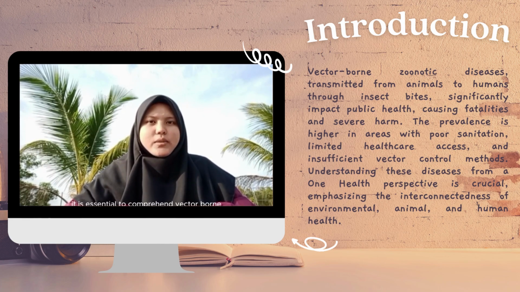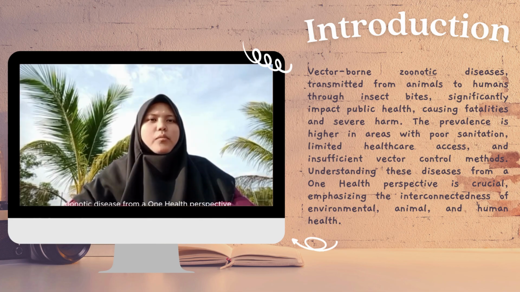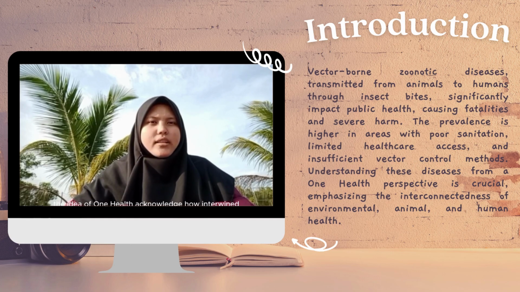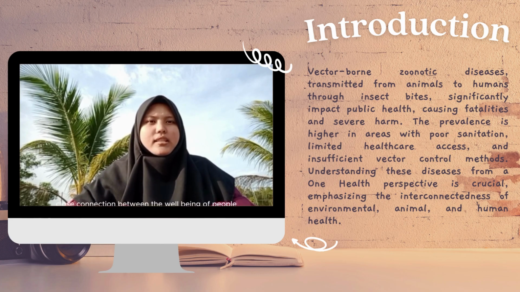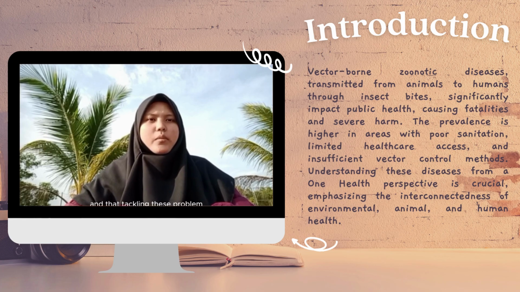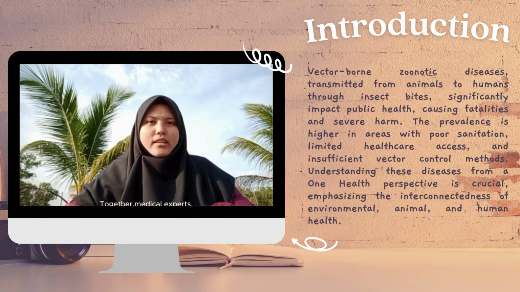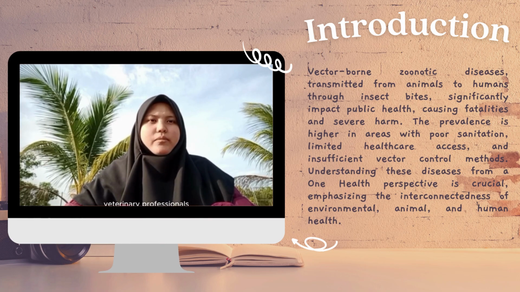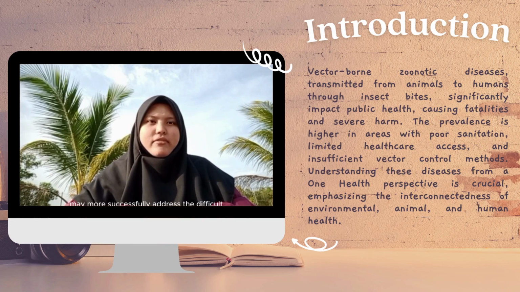It is essential to comprehend vector-borne zoonotic diseases from a One Health perspective. The idea of One Health acknowledges how intertwined environmental health, animal health, and human health are. It recognizes that there are close connections between the well-being of people, animals, and ecosystems, and that tackling this problem calls for interdisciplinary cooperation. Together, medical experts, veterinary professionals, ecologists, and legislators may more successfully address the difficult problem brought on by these diseases.